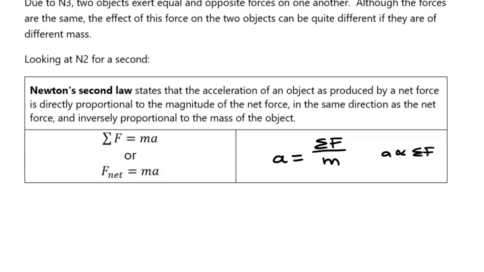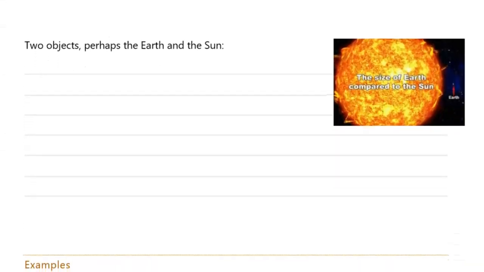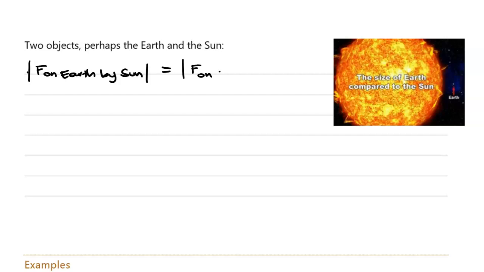And it's in the same direction as the net force, and it's inversely proportional to the mass of the object. Cool. I tend to write it like this, but if we're calculating an acceleration, it's nice to write it like this. But we've done that quite a lot before. So for two objects, perhaps the Earth and the Sun, the magnitude of the force on the Earth by the Sun is equal in magnitude to the force on the Sun by the Earth.